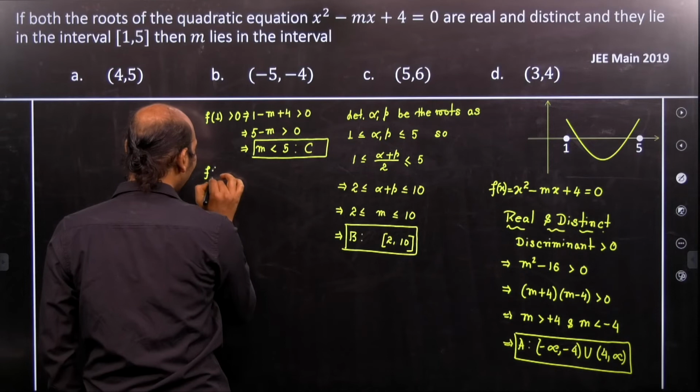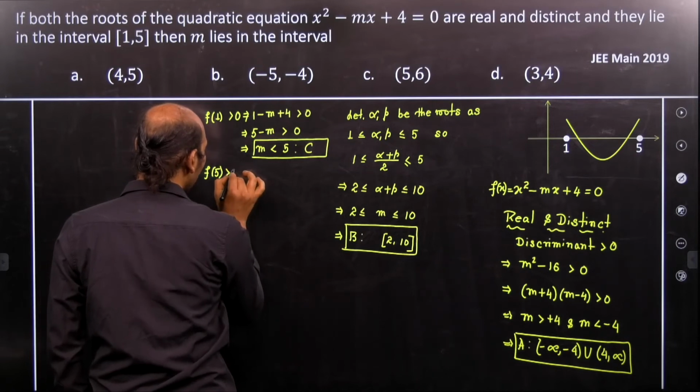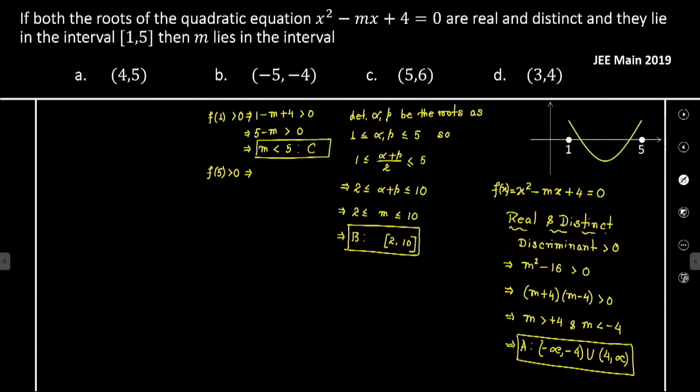Then the next one, f5 is also greater than 0. Now let us calculate f5. So that gives you 25 minus 5m plus 4 is greater than 0. That implies that 29 is greater than 5m, and otherwise we imply that m is less than 29 by 5, and that's equal to 5.8. So that's obviously my last interval D.